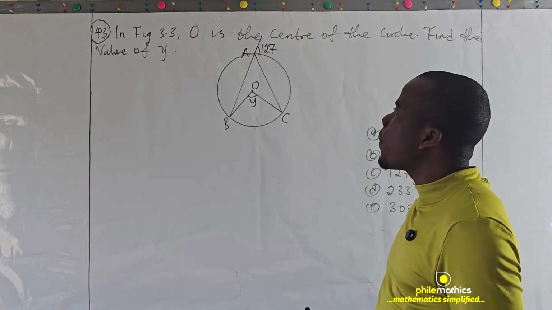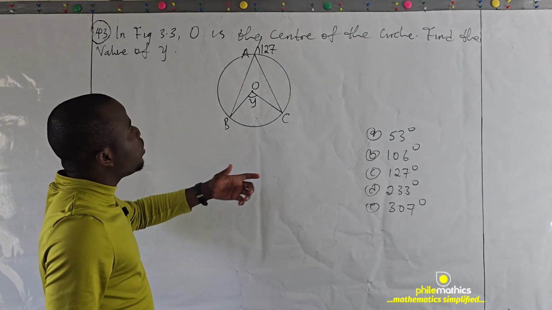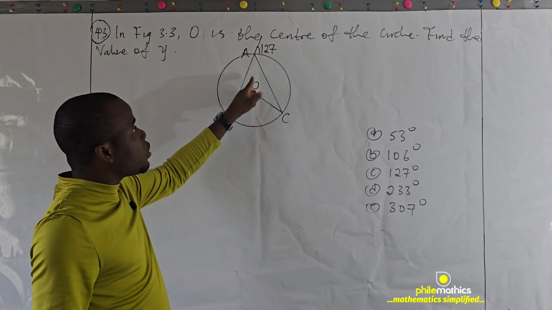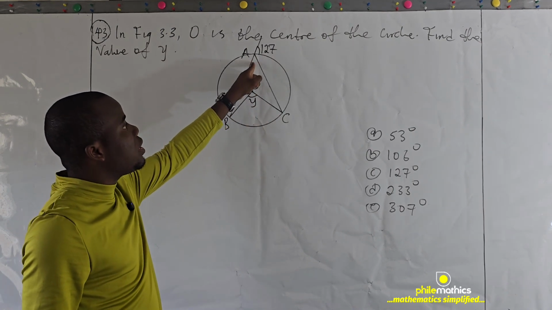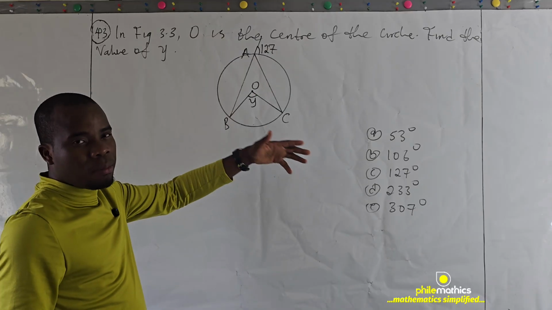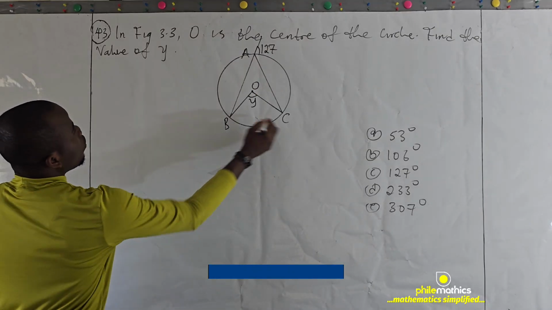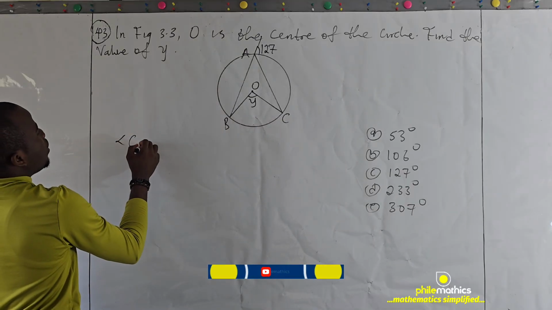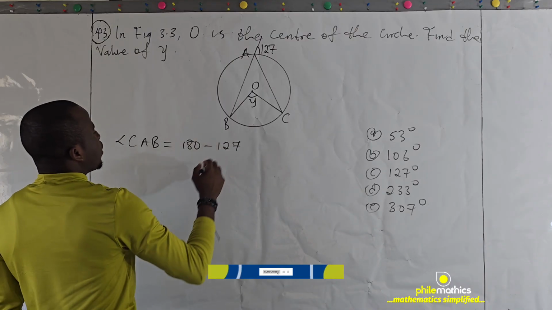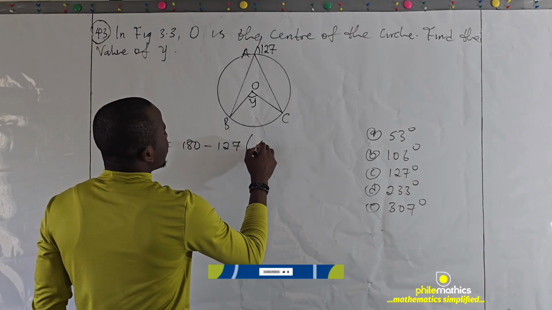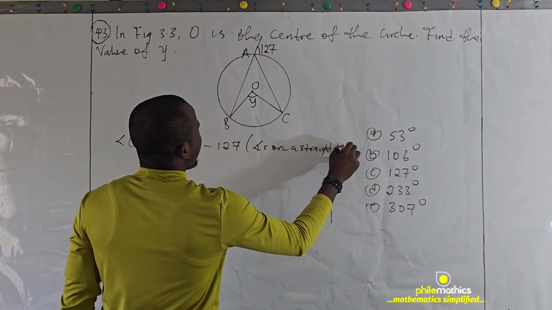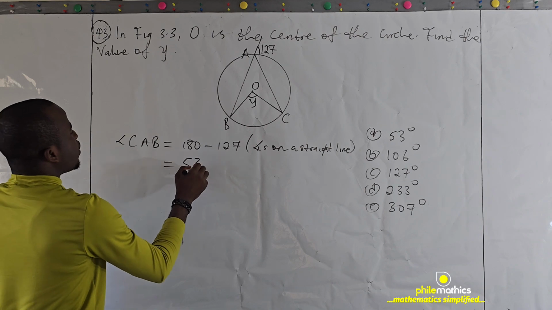In this figure, O is the center of the circle. Find the value of Y. So we use the rule that if we know what this is, you can get Y, because angle at the center is twice the angle at the circumference. So let's find what this is using the rule that angles on a straight line are supplementary. That means they sum up to 180. So angle CAB is simply 180 minus 127. And the reason is angles on a straight line. And so this is 53 degrees.